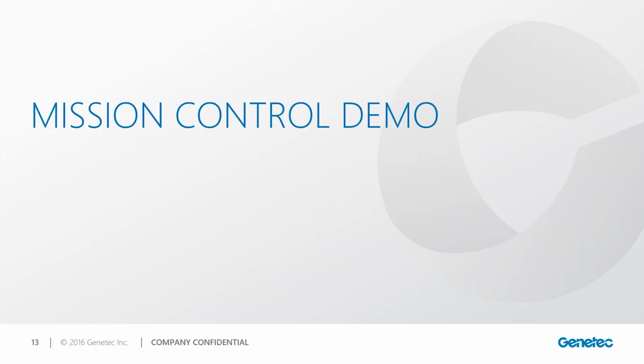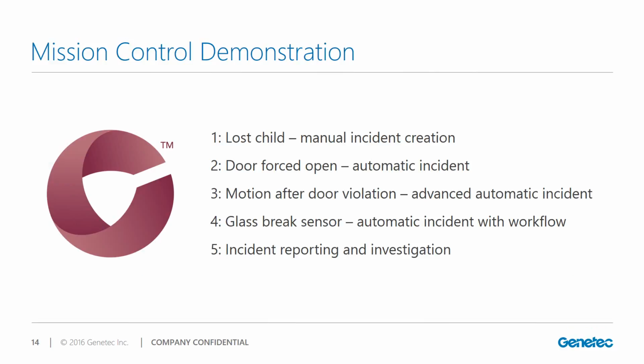Mission Control Demonstration. Let's have a look at 4 scenarios and how we would create and investigate them as incidents in Mission Control. We'll also have a look at the report view for the incidents that we have investigated on a system as well. We're going to take a look at how we can react to a lost child, a door forced open in a secure zone, motion in an area where there is a door violation, and how we can react to one of the glass break sensors going off in a zone.